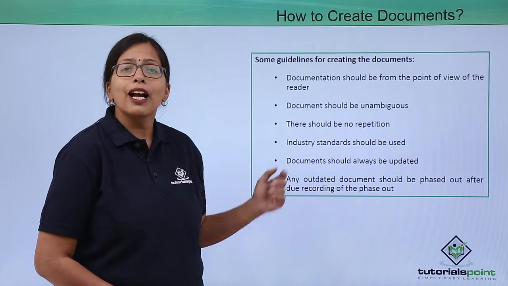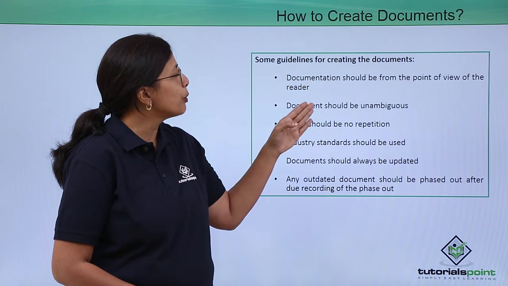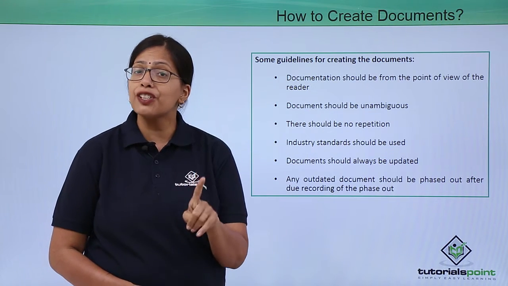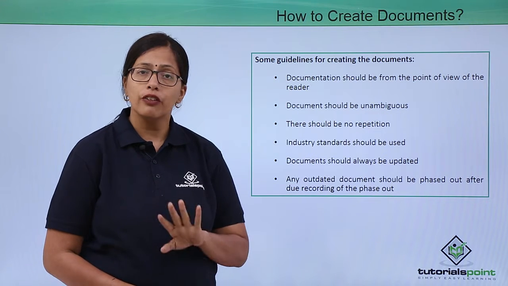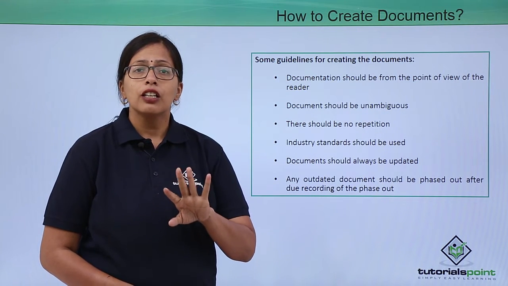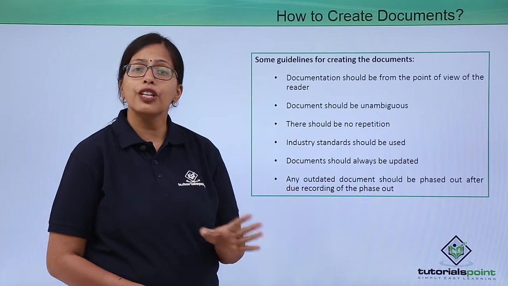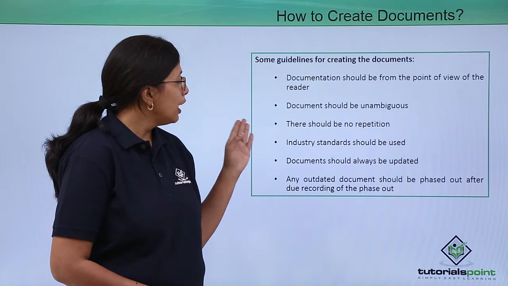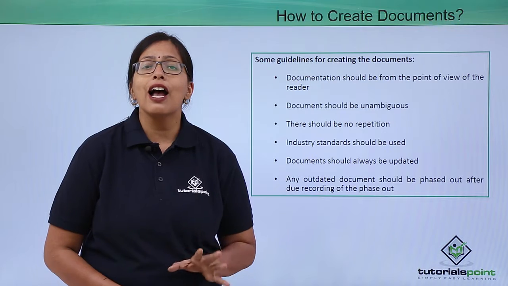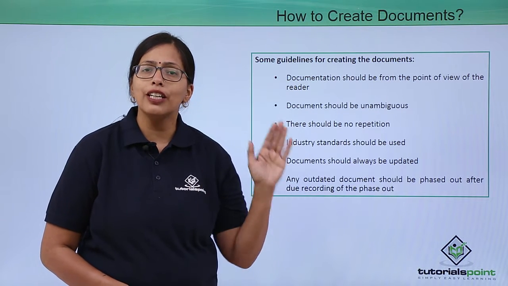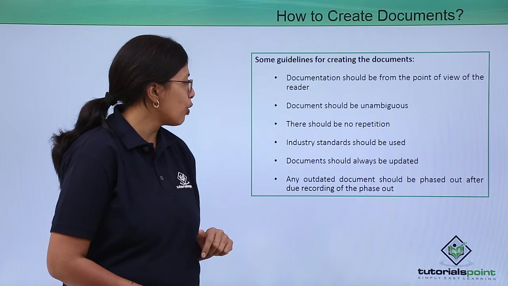So, some guidelines to create these documents. Documentation should be from the point of view of the reader, never the person who is writing it. The document should be unambiguous, very clear, very specific in what it is saying. There should be no repetition of ideas. Industry standards should be used. The software industry has some standards for creating different types of documents. Those should always be followed.